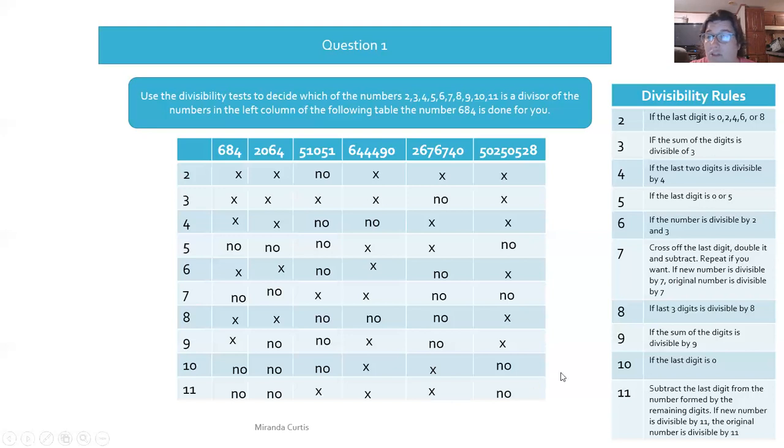So that's how we check by our divisibility rule. See, we have all of them right here. So if you need to come back to the slide because you have a question about a divisibility rule, you got it right there, okay? Let's go to problem 2.